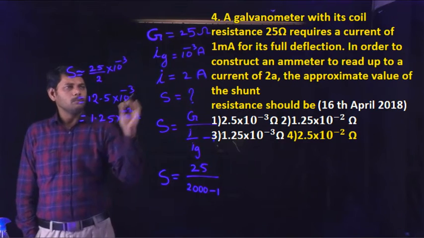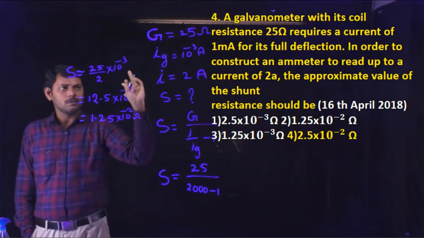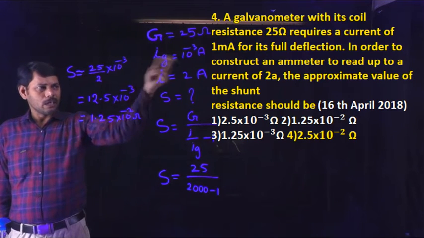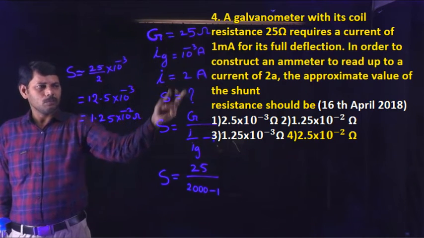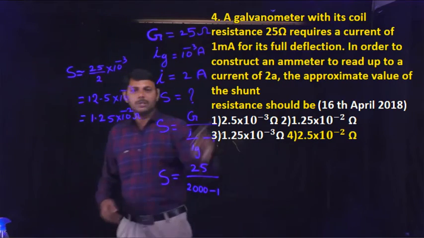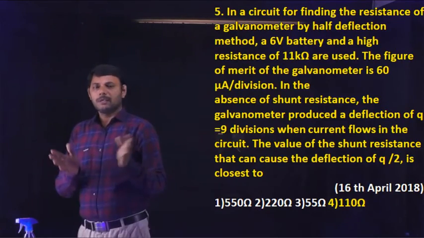A very direct problem. Given the resistance of the galvanometer and the maximum deflection current of the galvanometer, it should be converted to an ammeter of range 2 ampere. Then what is the shunt resistance? The direct formula is G by I by Iz minus 1. Students, let us come to the next problem.